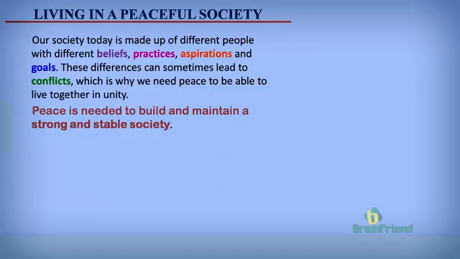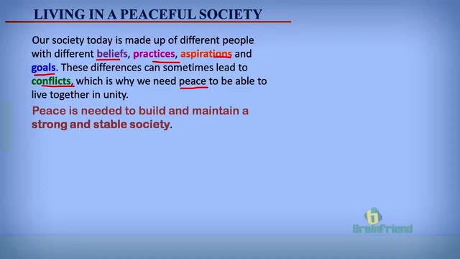Now, society today is made up of so many different people from different ethnic groups, people with different beliefs, practices, aspirations, and goals. Now, because we have all of these differences, we could always have conflicts. For instance, we have situations whereby a person's aspirations are clashing with that of another person, or one person's belief or religion is clashing with that of another person. All of these differences or diversities can bring about conflict in society, which is why we really need to try to live in peace. We need peace so that we are able to live together in unity.